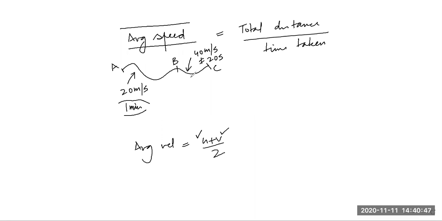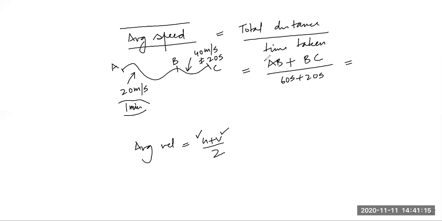Students, the person is not traveling in a straight line. So we can't talk about velocity. We have to talk about speed. So what will be the average speed? Total distance. So total distance is distance from A to B plus distance from B to C divided by total time taken. How much is total time taken? 1 minute plus 20 seconds. 1 minute is 60 seconds plus 20 seconds, 80 seconds.